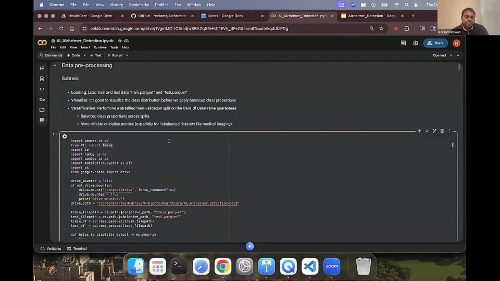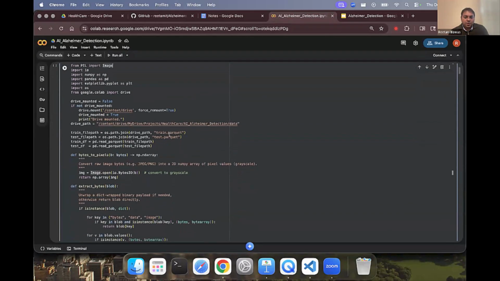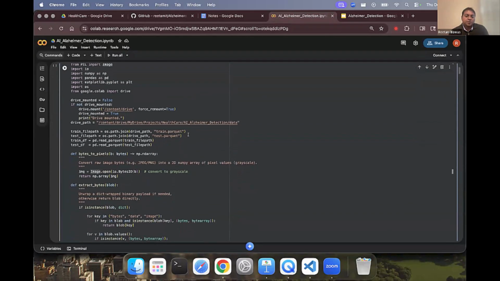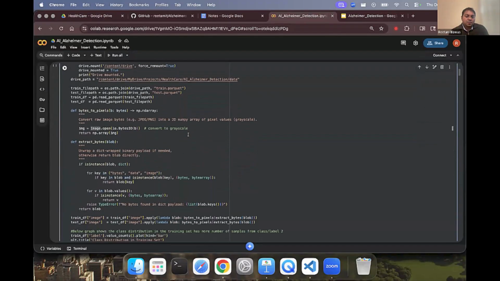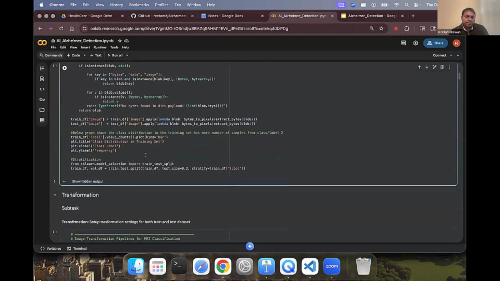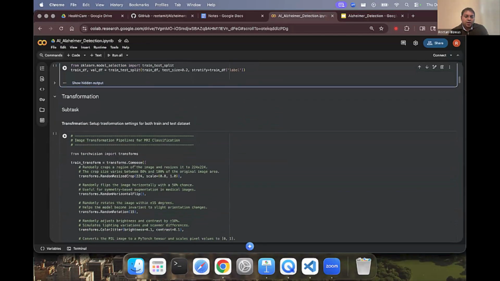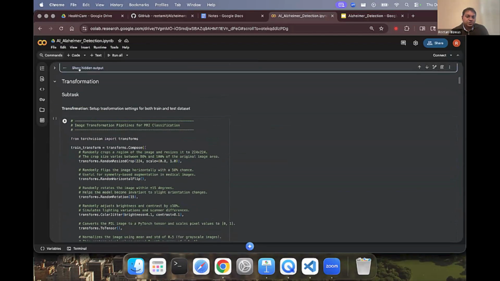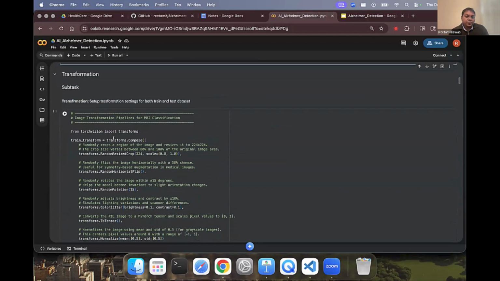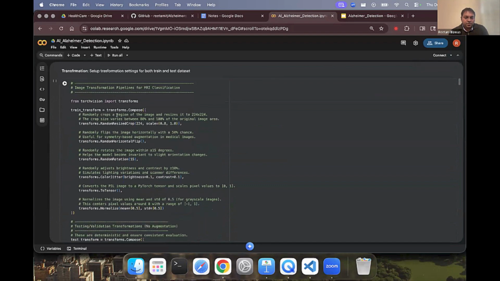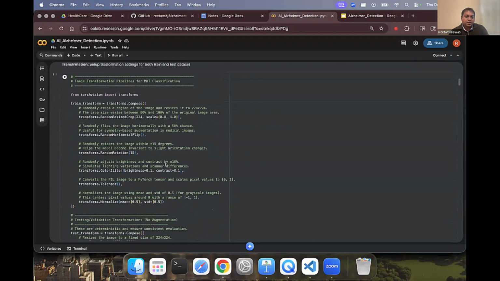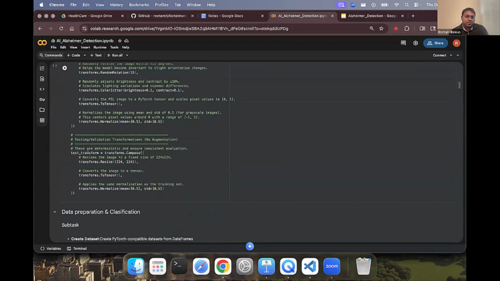These are Parquet files for efficiency. And then this is loaded into a data frame. And then I split it further into validation and train. And the next step is to apply the transformation. So I have two different transformations applied for the train set as well as the test set.